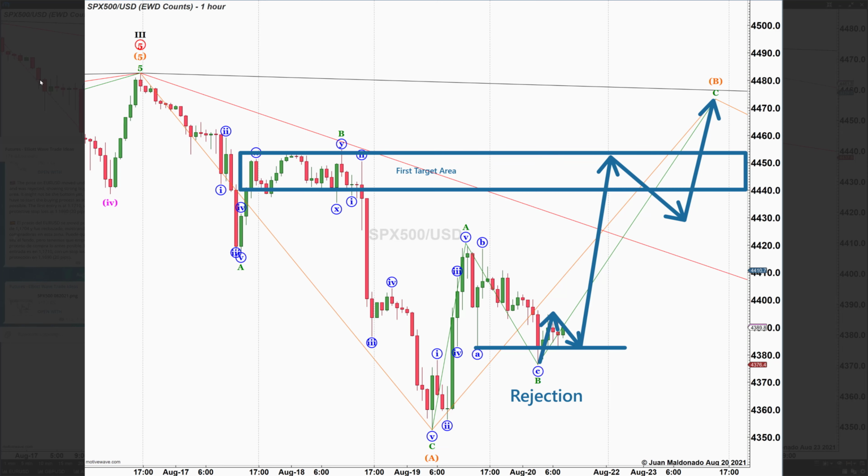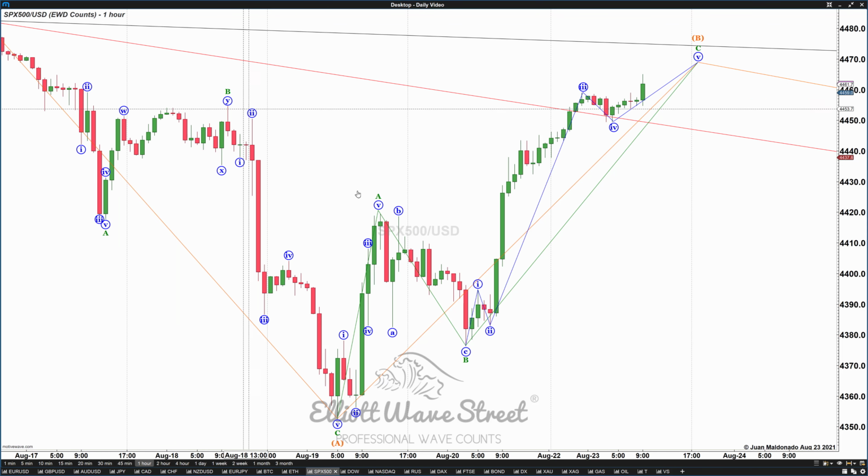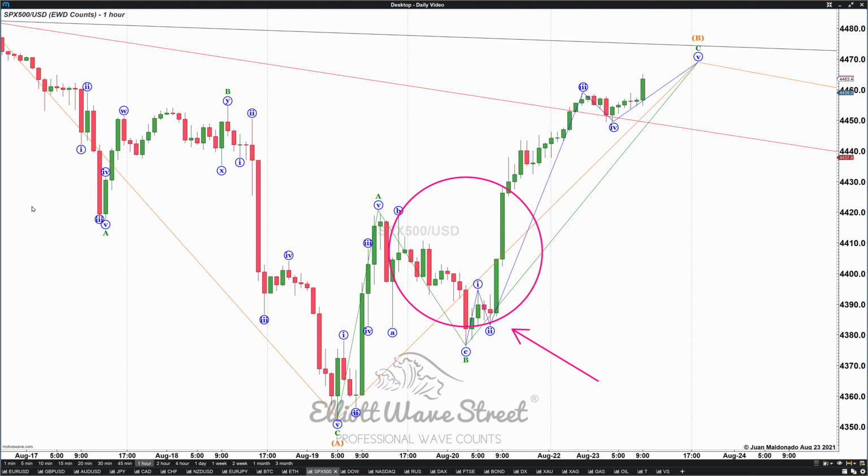So let's see how this plays out on the S&P, and then of course I'm going to give you my forecast for the week. But it was here. Look at this beautiful entry. So I went long right here, in this area, and I left my stop loss here.